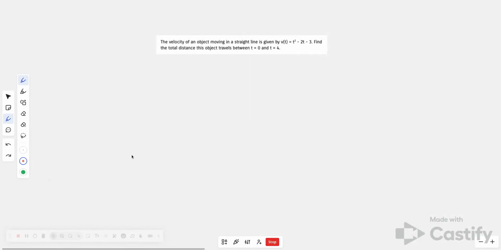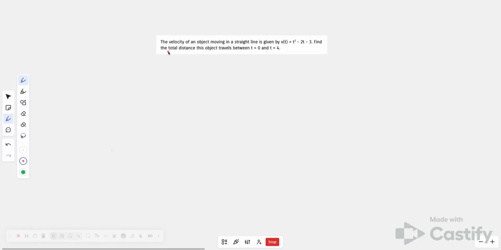Hello everyone, so today in this video we're going to be going over some concepts regarding definite integrals. So here's our first problem. The velocity of an object moving in a straight line is given by v of t equals t squared minus 2t minus 3. Find the total distance this object travels between t equals 0 and t equals 4.